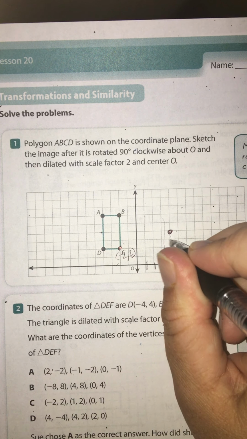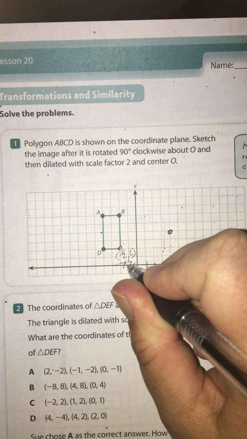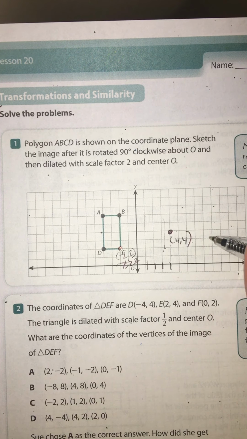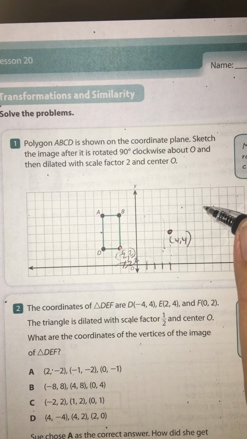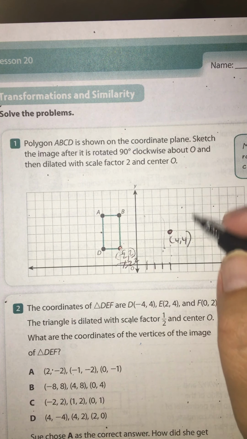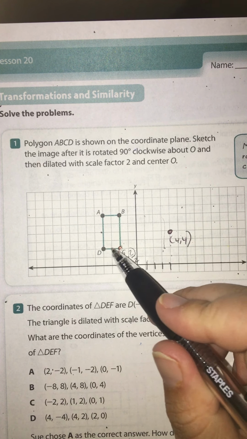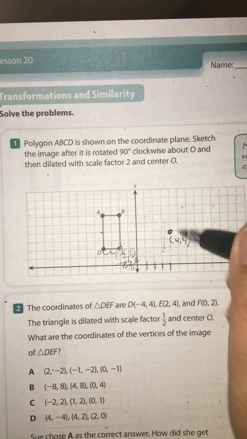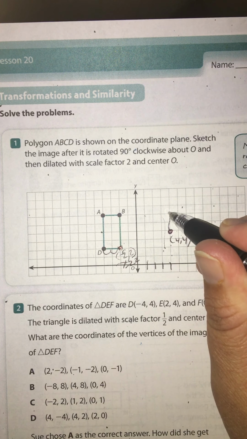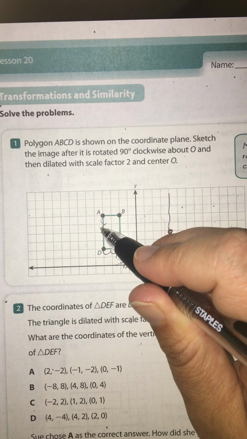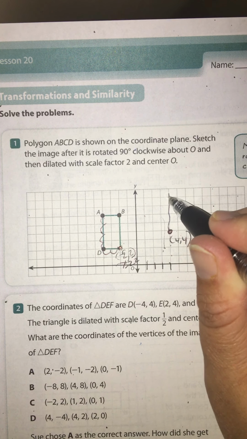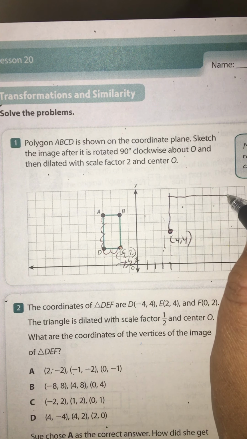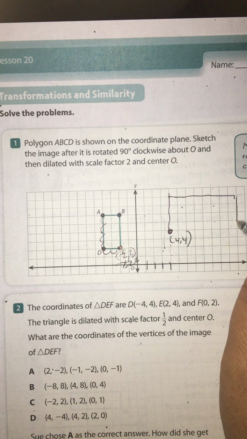So times 2, the opposite, right? Plus 4, 4. And then since they wanted me to dilate with a factor of 2, we have to take into consideration how long this is. So this 2 is doubled, so it becomes 4. 1, 2, 3, 4. This is 1, 2, 3, 4. That gets doubled, so it's going to be 8. 1, 2, 3, 4, 5, 6, 7, 8. And then from there, we're just connecting it back together.